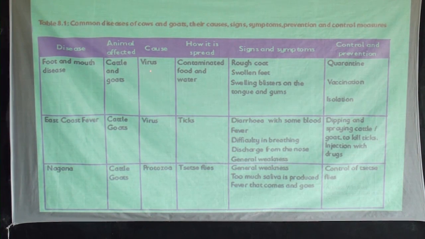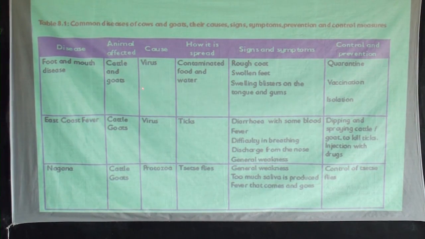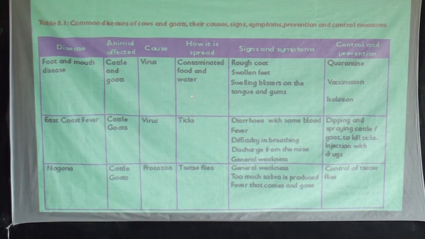as we move this way, we want to see how it spreads. The way it spreads is going to tell us whether it is infectious or parasitic. We come here. It spreads through contaminated food and water. Since it can be spread through contact with dirty food and dirty water, this becomes an infectious disease.